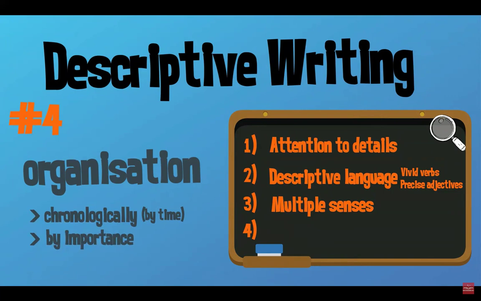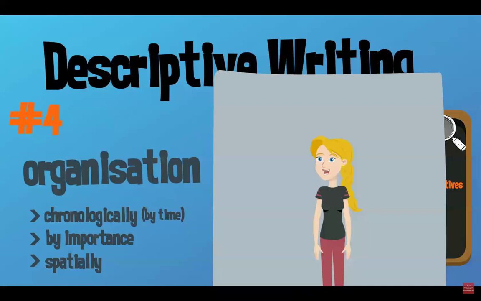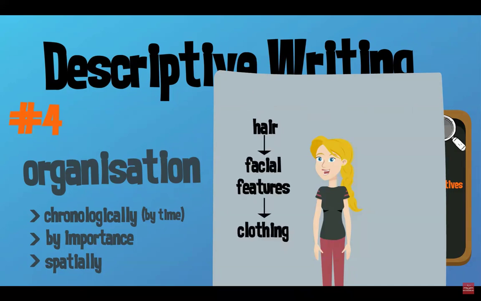Or the descriptions could be organised spatially, meaning we might focus on one part of an object and then move on to another. For example, if we were describing a person, we might start by describing physical features and then move on to describing actions. Or you might start at the top with their hair before moving down to their facial features and then on to their clothing, for example.